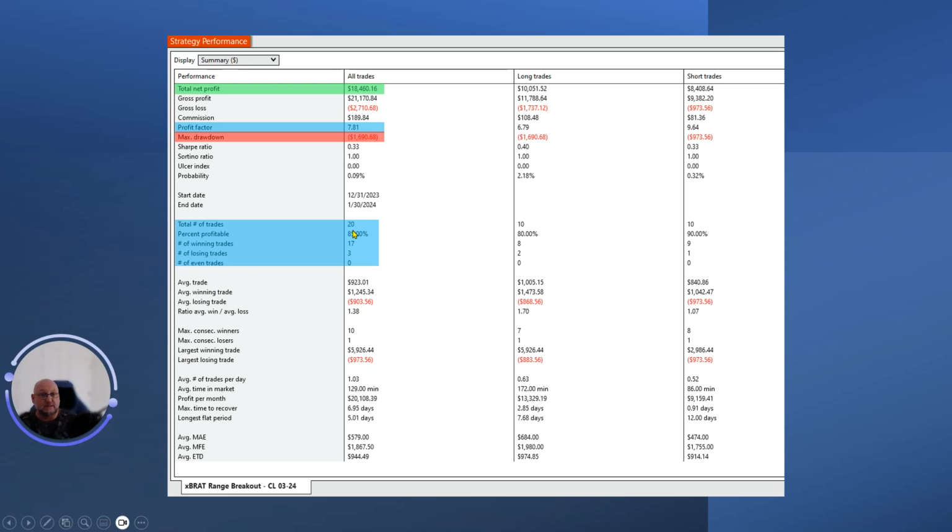So total number of trades 20 in the last 30 days, 85% profit rate, 17 winners, 3 losers. Average trade $923, average winning trade $1,200, average losing trade $900. All those figures look good. One of the big things for me when I'm continually optimizing is looking for those max consecutive losers. At the moment, there's only 1. If I get 2 consecutive losers, I stop. I re-optimize just to make sure there were no external reasons and the logic's still good, the strategy's still good. If it's not, I'll readjust.